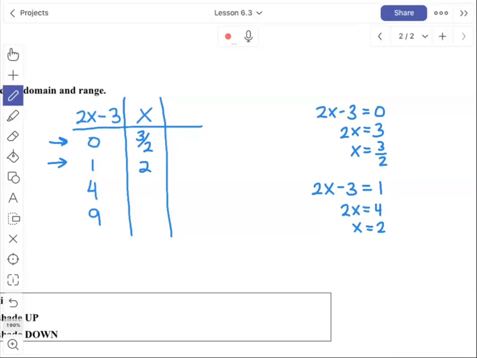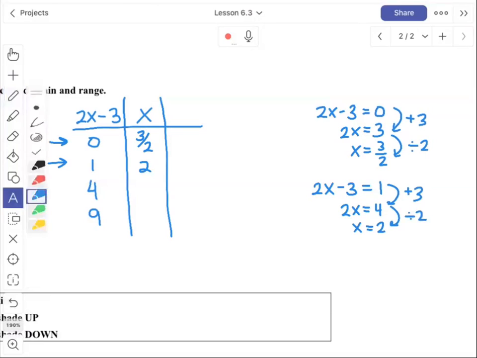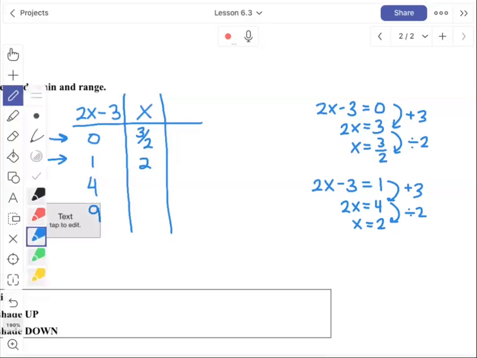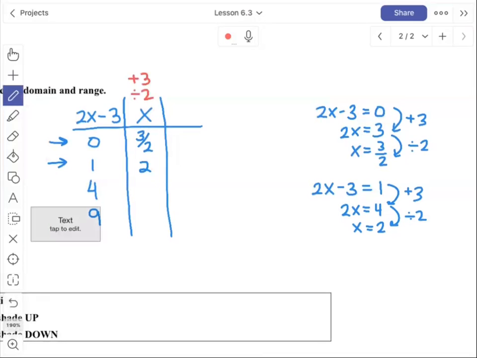So if you want to expedite it and make it go a little faster, you can just think: each time you are adding 3 and dividing by 2. You can maybe do that mentally. So we are adding 3, dividing by 2. Okay, so 4 plus 3 is 7, divide by 2, gets me 7 over 2.